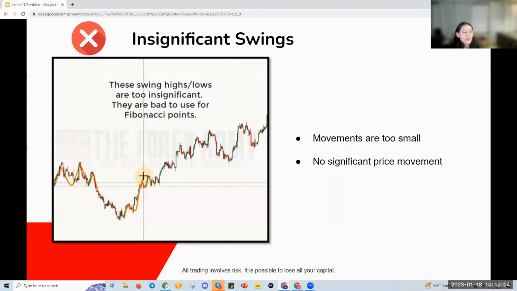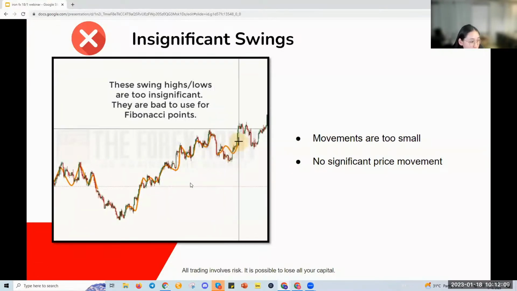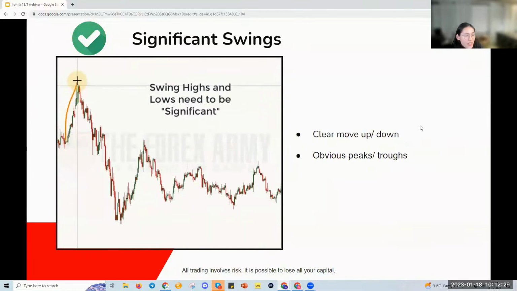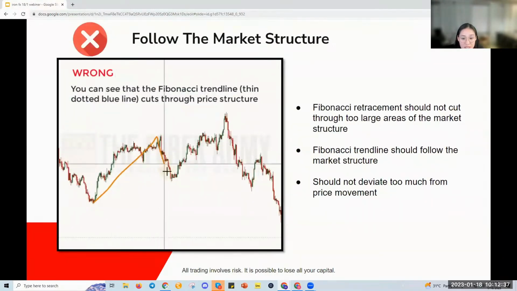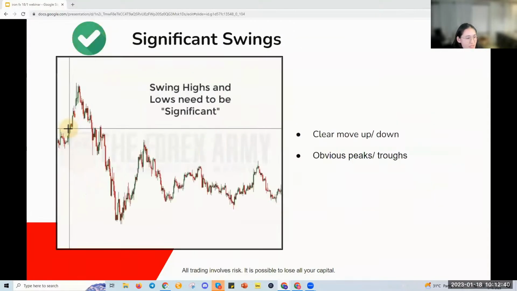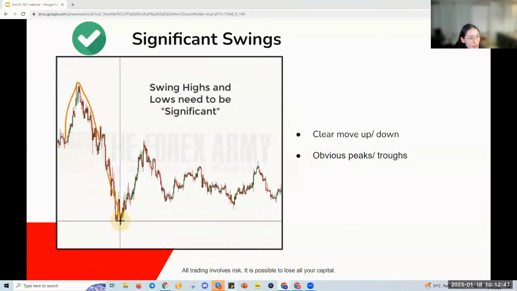So over here, we have an example of insignificant swings. So you can see the charts are rather choppy. There isn't really a very clear price movement. And this is what you want to avoid. So this is an example of something that you should not use Fibonacci retracements for. Okay, and this is something that you should look out for, significant swings. So something that has very obvious peaks and troughs, over here. And a very clear move up or down.